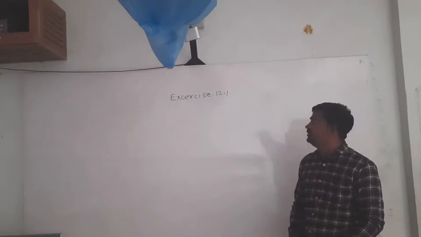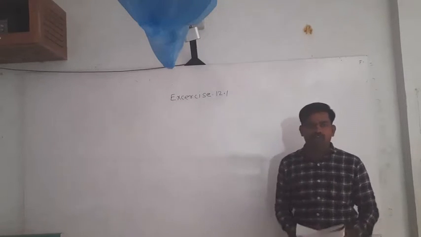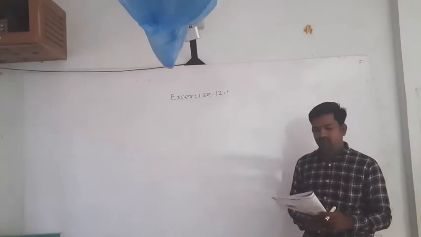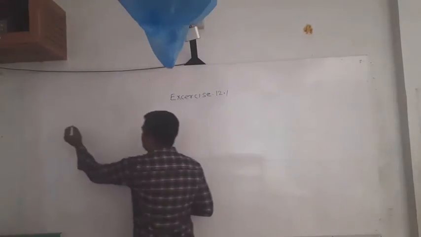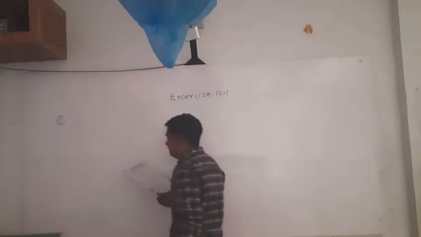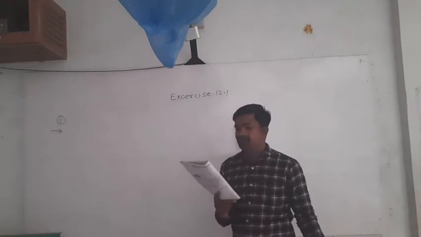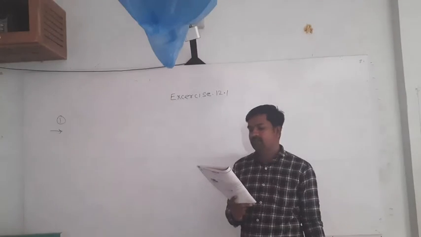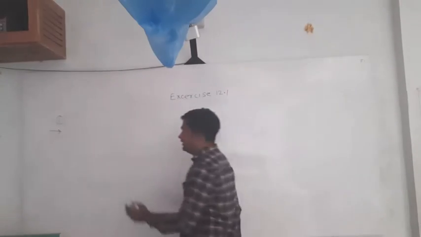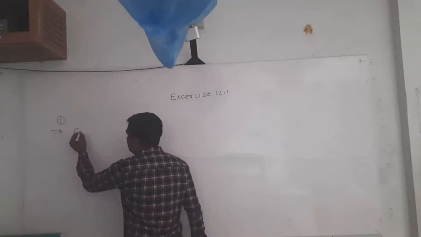Today we are going to learn exercise number 12.1. Now see the first question. You can write the question in your notebook. I will write the direct answer. There are 20 girls and 15 boys in one class. So first you can write the given.